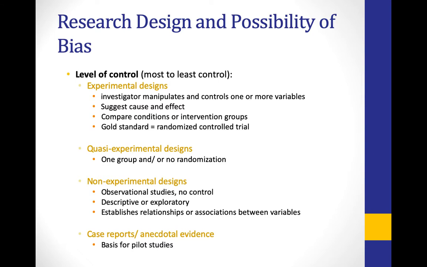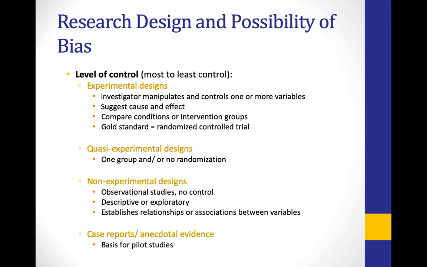Experimental research designs have the greatest degree of control. The researcher or investigator deliberately manipulates one or more variables to measure the possibility of cause and effect. Generally, outcomes across two or more groups are compared according to whether or not the people in the group received the intervention. The gold standard for experimental design is the randomized control trial.